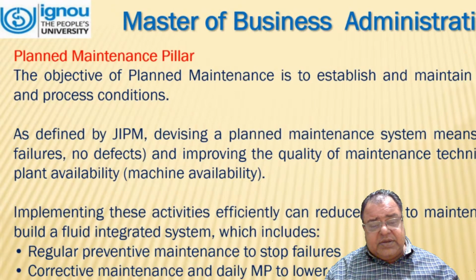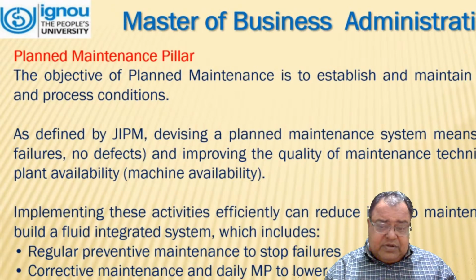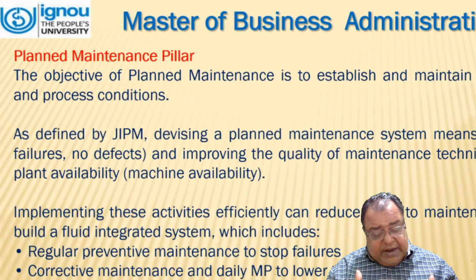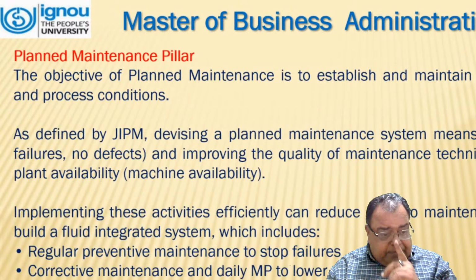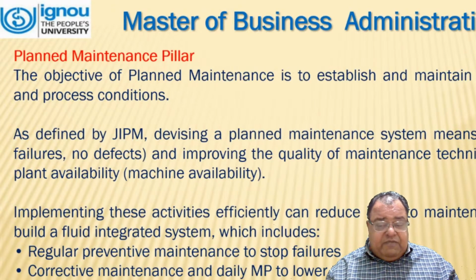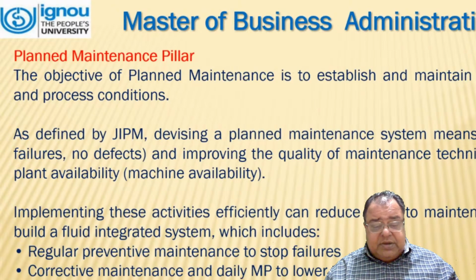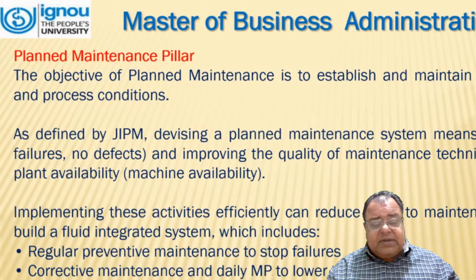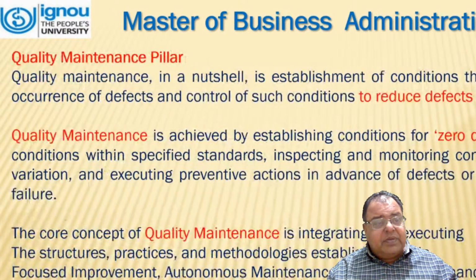Implementing these activities efficiently can reduce input to maintenance activities and build a fluid integrated system, which includes regular preventive maintenance to stop failures, corrective maintenance and daily MP to lower the risk of failures, breakdown maintenance to restore machines to working order as soon as possible after failure, and guidance and assistance in Jishu Hozen, that is autonomous maintenance.